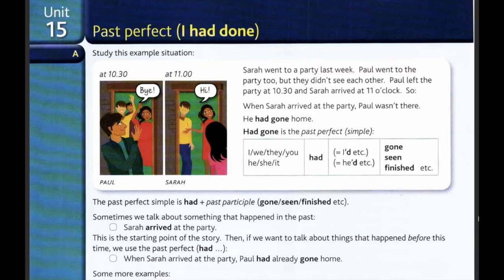So for all subjects, all persons, I, we, they, you, he, she, it, we use had, and the main verb, gone, seen, finished, is the past participle. The past perfect simple is had plus past participle. All right?